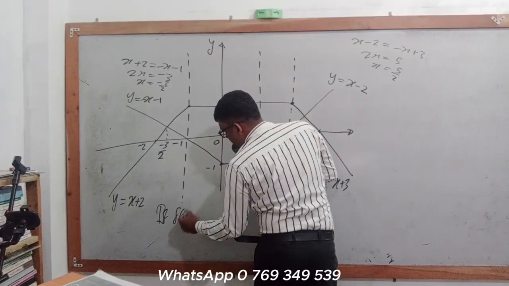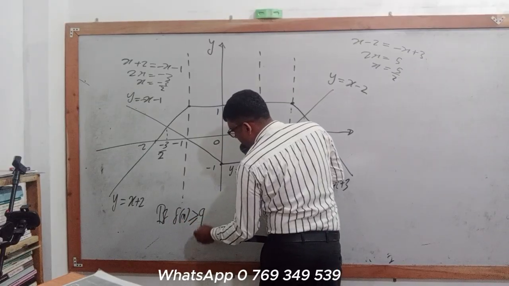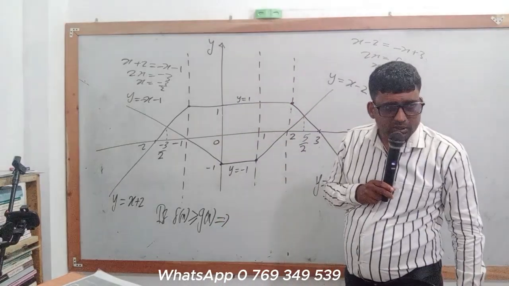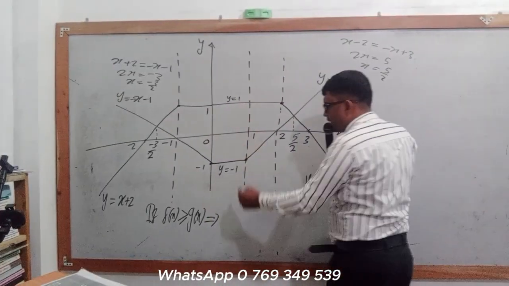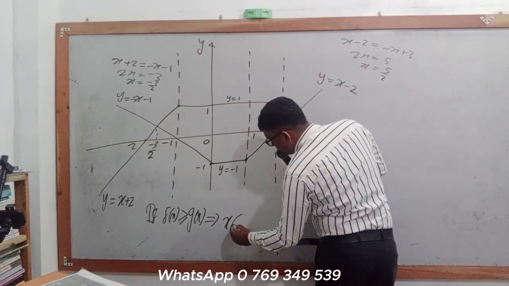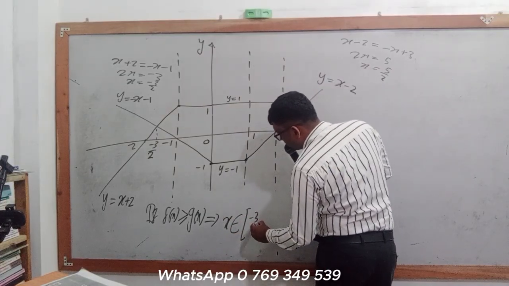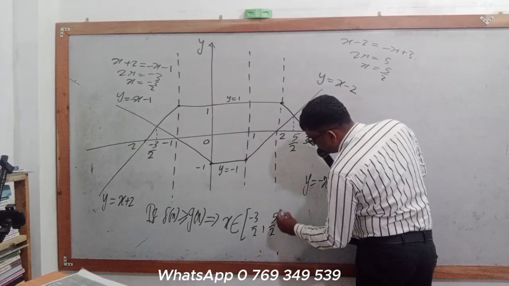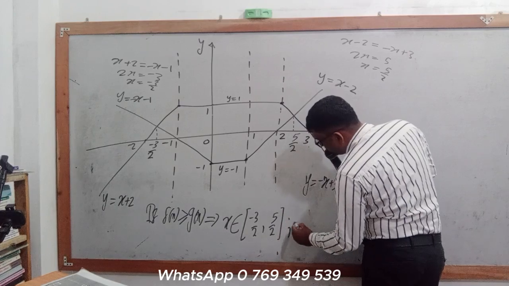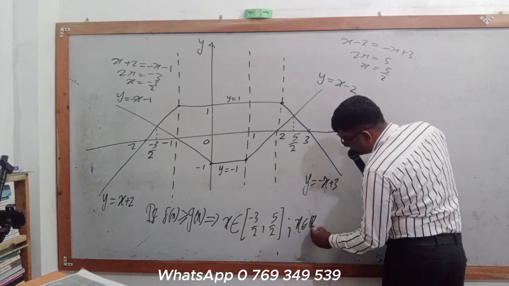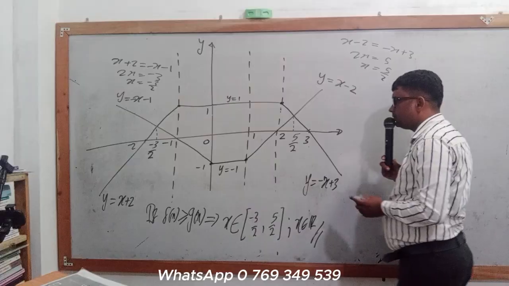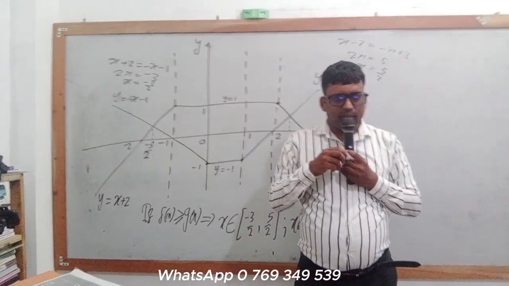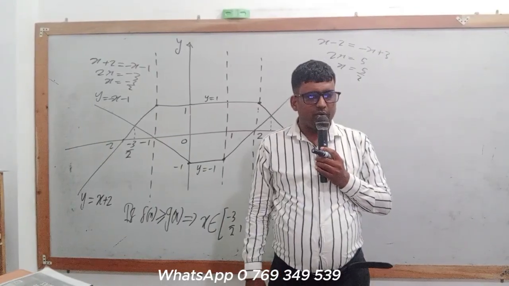If f(x) is greater than or equal to g(x), we can take that x belongs to the closed interval [-3/2, 5/2], x belongs to R. This is the range. Very simple. Right? Now you have the inverse function.